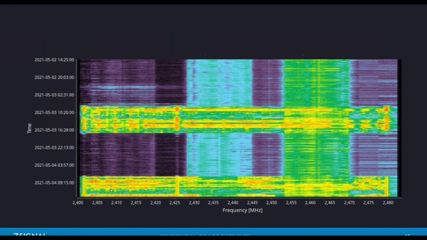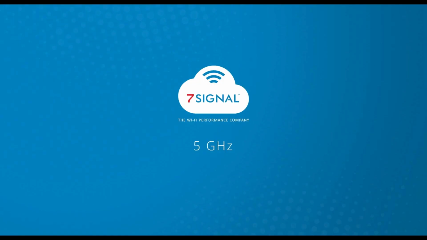So use all 3 axes in order to figure out what in fact is going on. The color is going to denote just the magnitude, obviously the time, the middle of the night, and then you can see the channels on the x-axis. All right, so now let's switch over to 5 gigahertz and take a look at those examples.